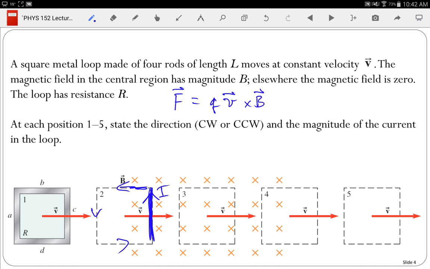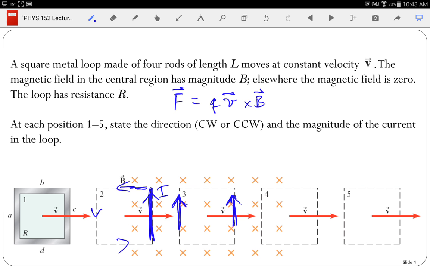Now I go to position 3. Am I going to make a current there? Chad says no, with conviction. Almost. Why were you almost convinced? It just seems like one side's going to produce current going one way and the other the opposite. That's right. They're both going to try to make currents going up because they both have the same V and the same B. And so the net result is no current formed.